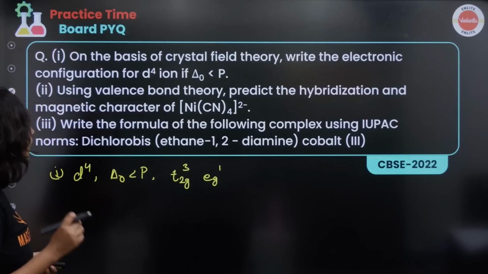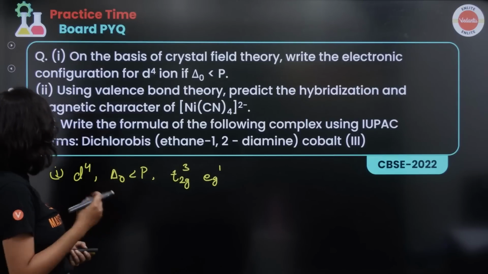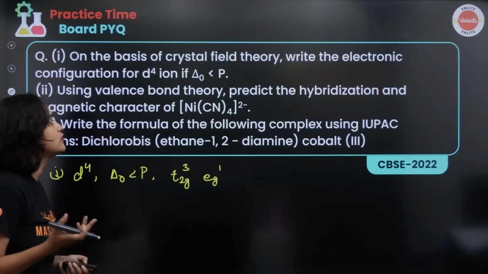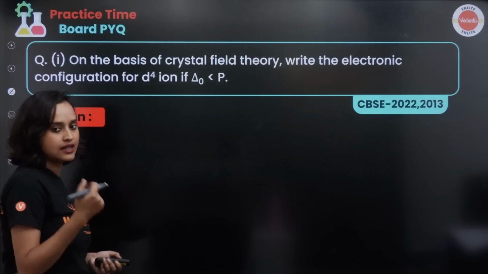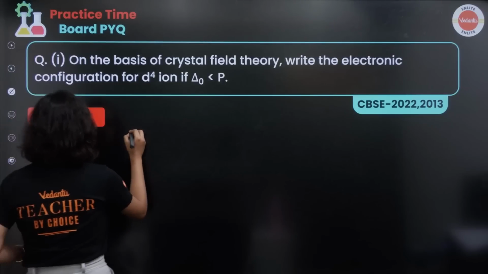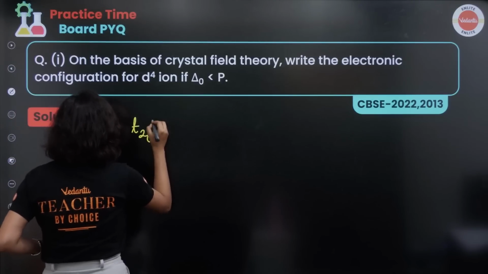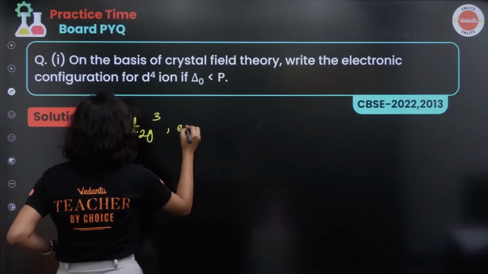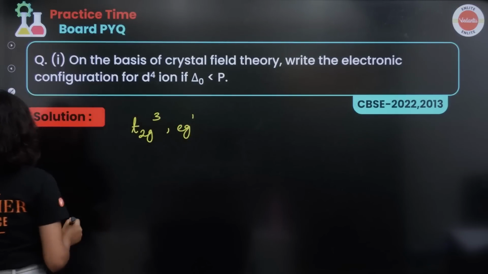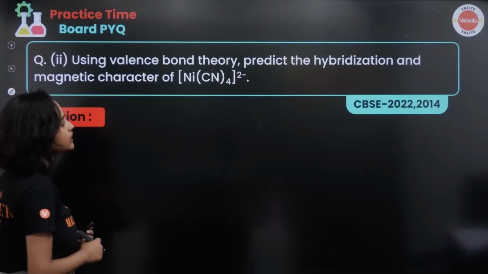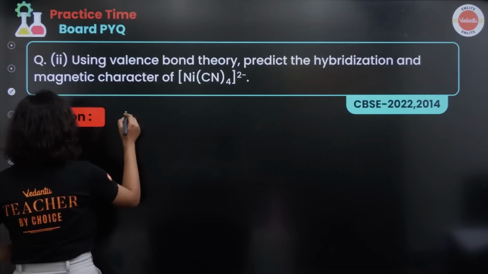Next, using valence bond theory, you have to predict the hybridization and the magnetic character of [Ni(CN)4] 2-. Let's do it, guys. So this one I have already solved. What is the answer here? t2g3 eg1. Okay? Now let's go to the second one. Using valence bond theory.